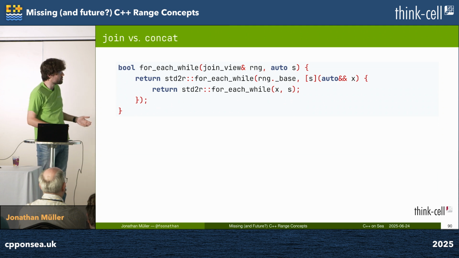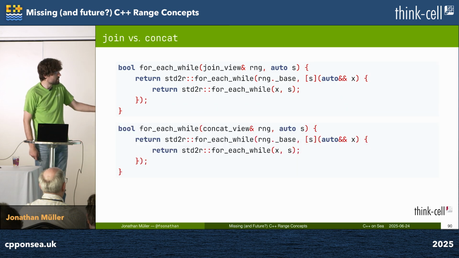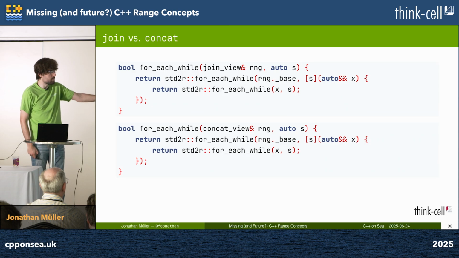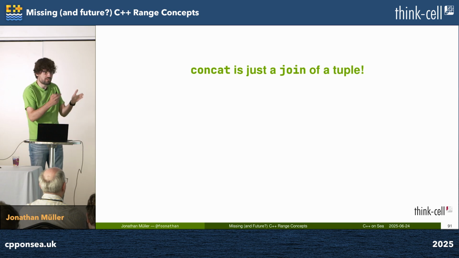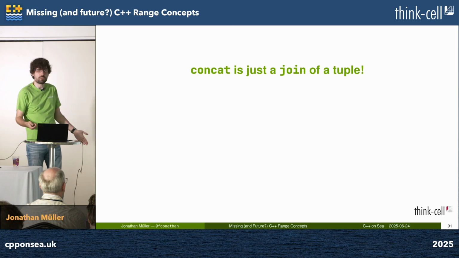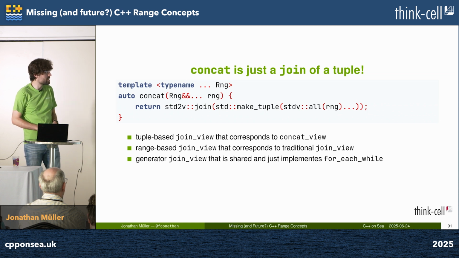And the for_each_while for join is the loop over the outer range with the loop over the element range. And the for_each_while for concat is the loop over the tuple and then the loop over each element. Because ranges are tuples, we can just implement both with for_each_while. So a concat is really just a join of a tuple. Because with join, we take a range of ranges, we join them together. With a concat, we take a pack of ranges stored as a tuple, join them together, but the tuple is now a range, so concat is just a join of a tuple. And that's in fact how I changed the implementation of concat. So concat just delegates to join.